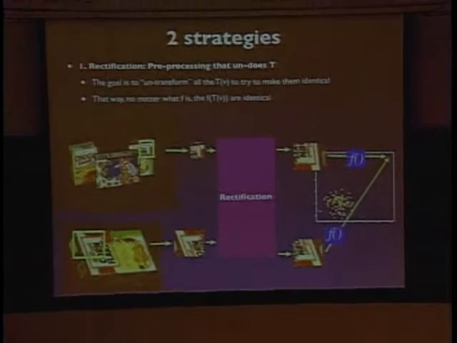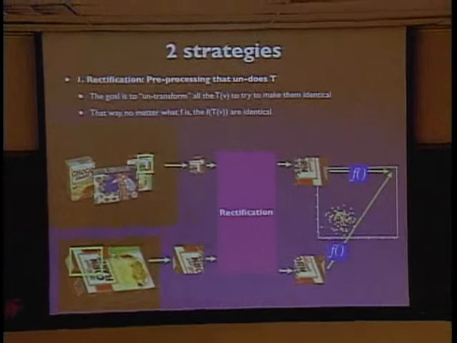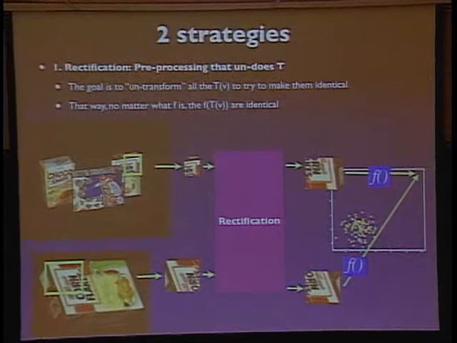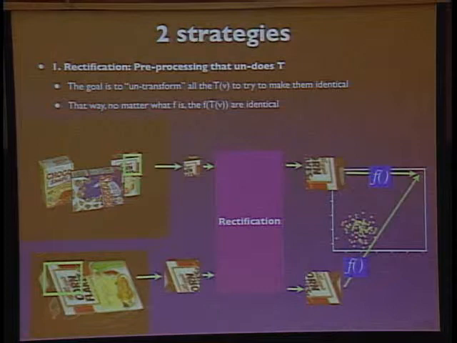Now, with respect to these invariant feature functions, there are basically two different strategies that are taken in the literature. One of them is what's called rectification, which you can simply think about in your head as the process of undoing the transformation T. So let's go back to the example of rotation. The idea is that there is some canonical rotation of that person's face. So you can think about this as the identity transformation.